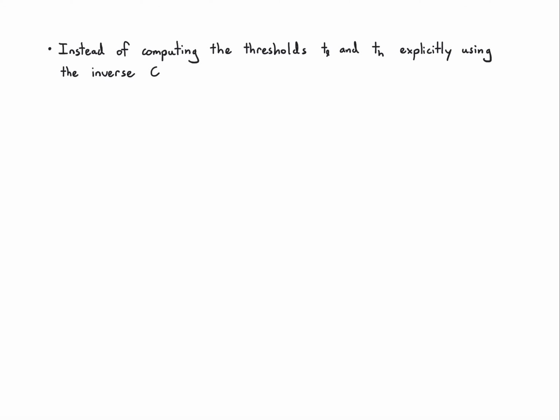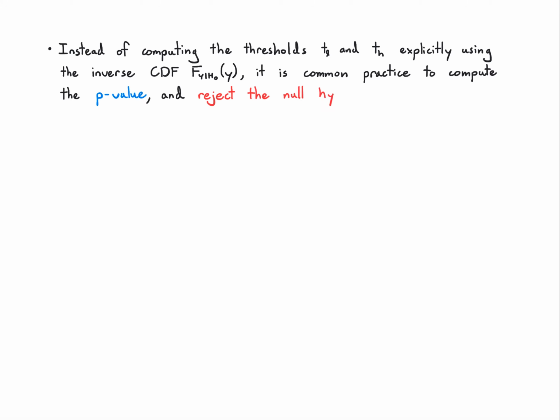So in practice, what people tend to do is, instead of computing these thresholds, T low and T high, explicitly, and how would we do it explicitly? We'd have to use an inverse of a CDF. So if we had the CDF, we'd invert it. Usually what you might do instead is compute something called a p-value. And then you reject the null hypothesis if your p-value is less than your significance level. Okay, so this is actually a lot easier to do practically.